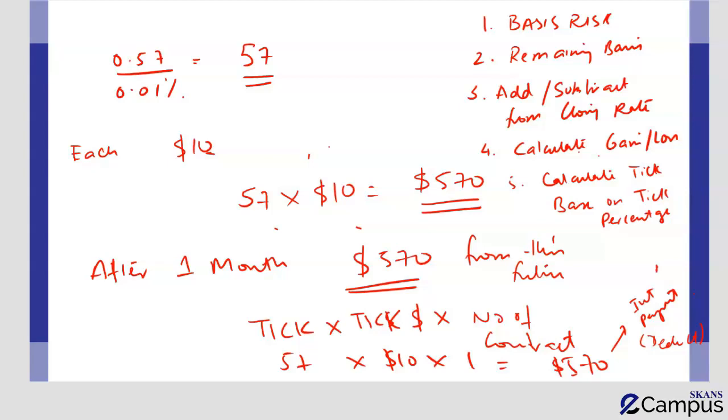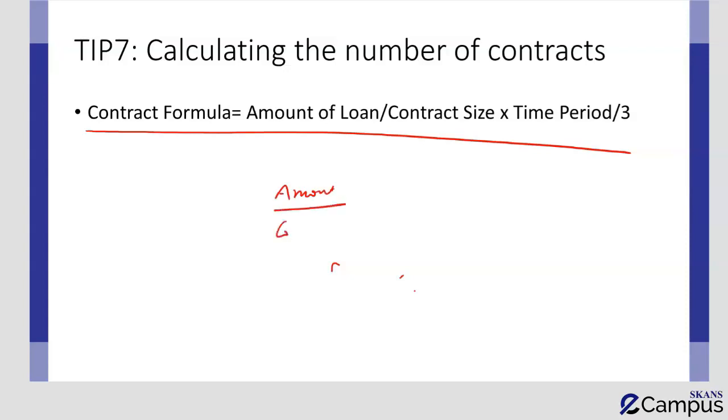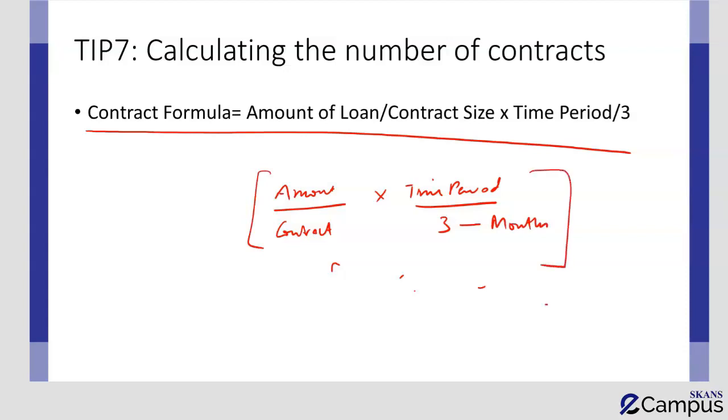understand these concepts. The seventh tip, which is fairly a simple tip, is knowing the contract formula. This is a mistake students often make. So what is the amount of loan over the contract size into the time period for which you require the contract over the duration, which is typically 3 months for a future. So you need this formula to calculate the number of contracts in a future. So remember, this is very important.